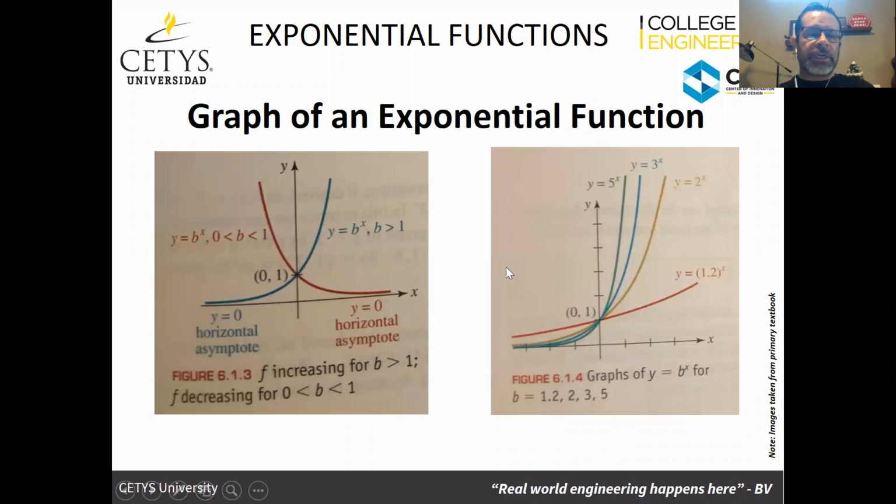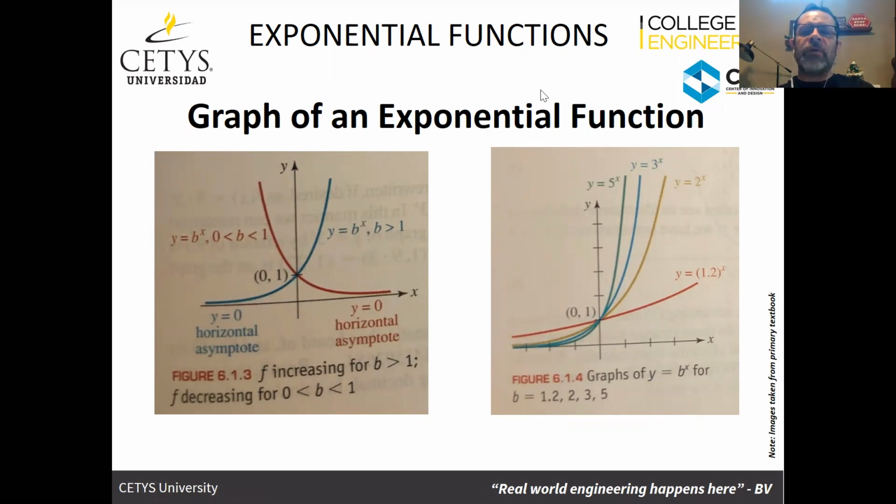And now these are just a couple of other examples. So we notice the blue graph is for b larger than 1, and the red graph is for b between 0 and 1. We see that both graphs are the same, but they're reflected. When b is larger than 1, it increases. When b is between 0 and 1, it decreases.